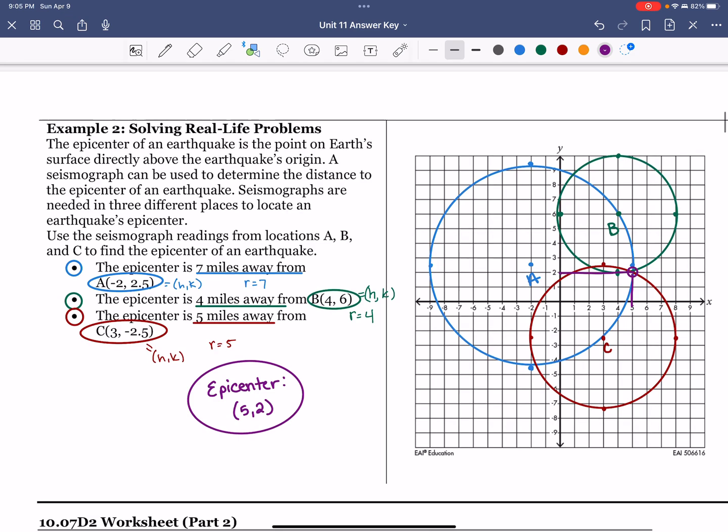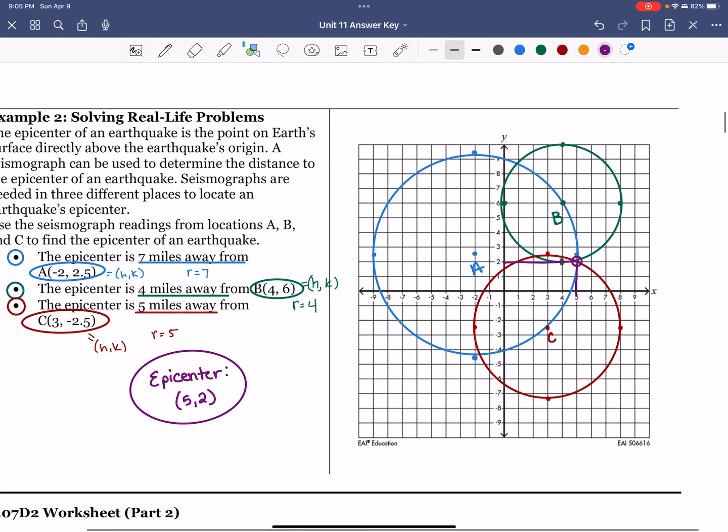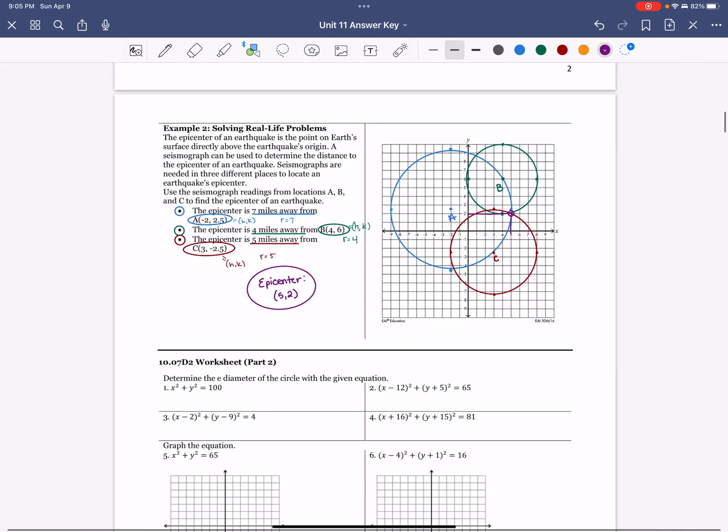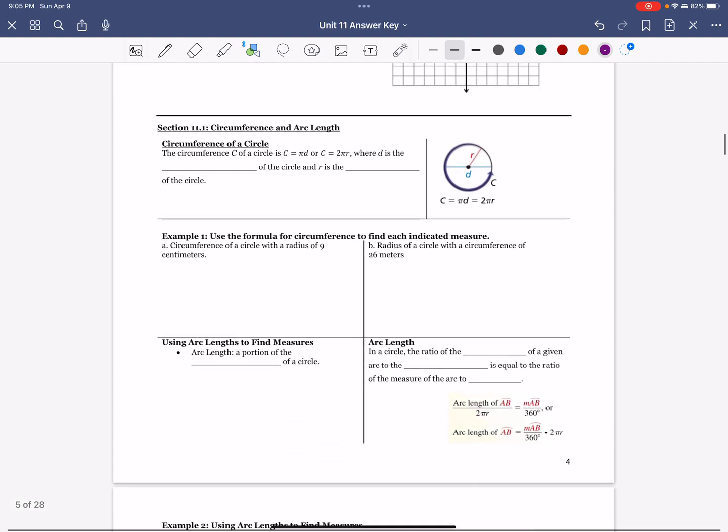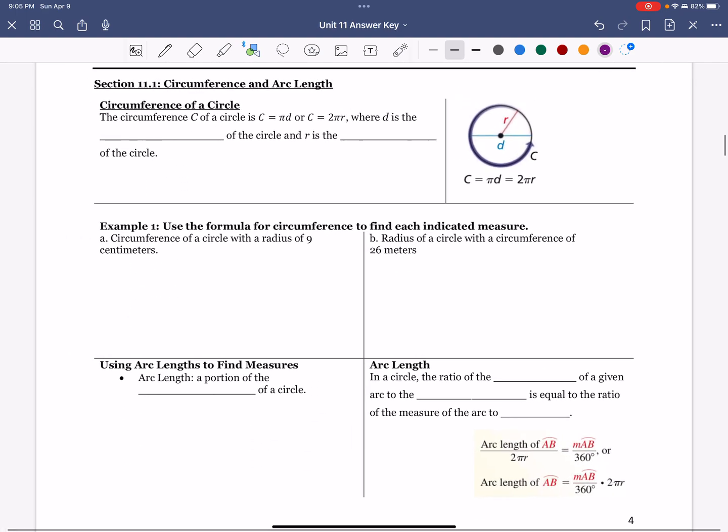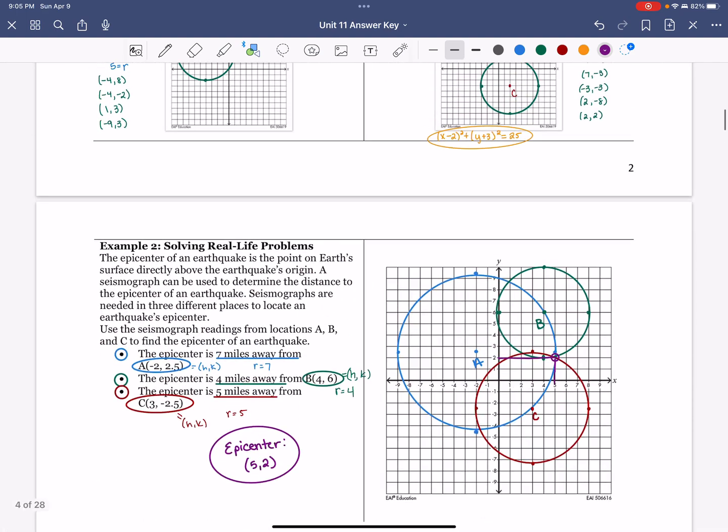Okay, this is graphing your circles. We will begin with the actual chapter 11 in my next video, and we'll be moving on to circumference and arc length.